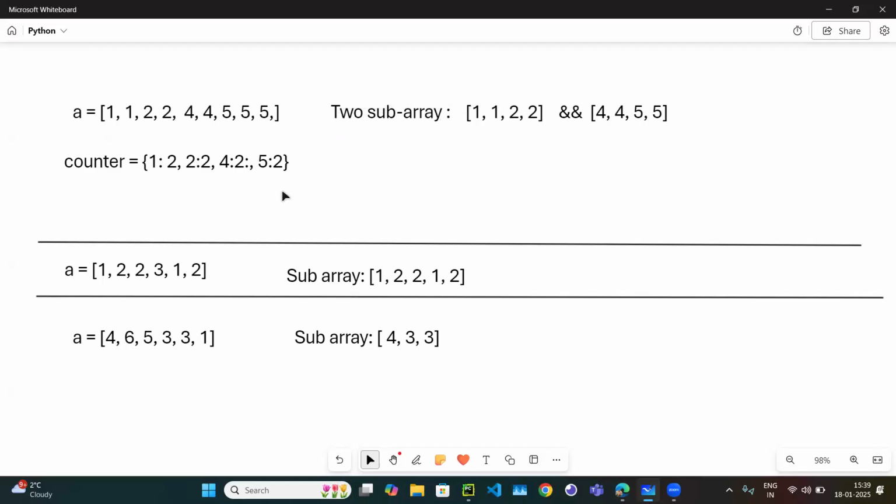The other approach is, if you create a dictionary, because one comes two times, two comes two times, four comes two times, five comes three times. Now if I am going to scan this array, I have to keep track of those elements as well, which I have seen or not. Because if I scan one, right?